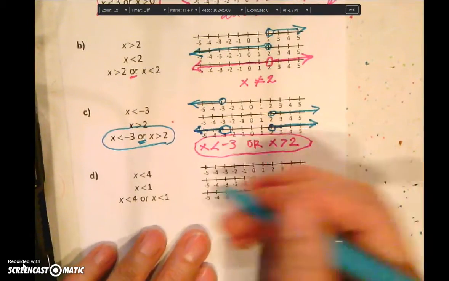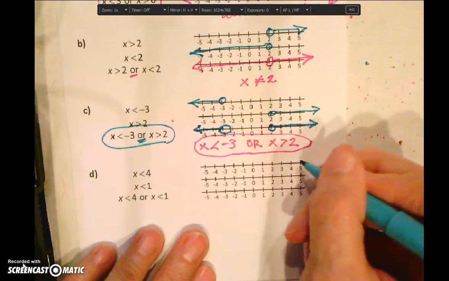One last compound inequality here. I have x is less than 4.